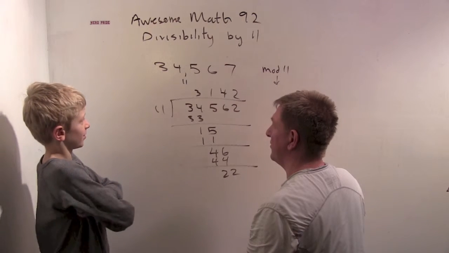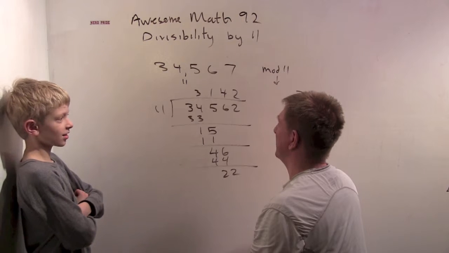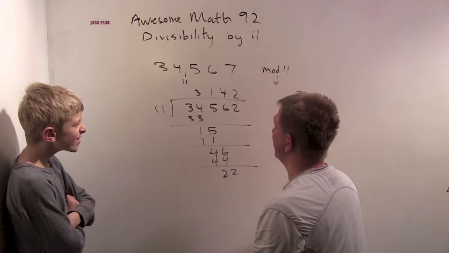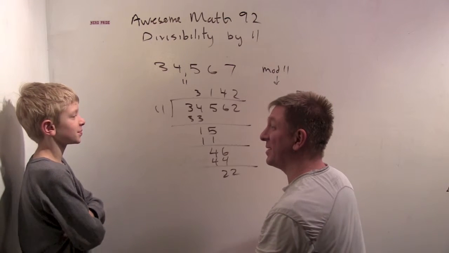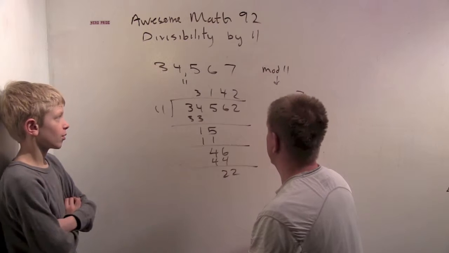Hey, what's 3, 1, 4, 2 remind you of? A little bit, maybe like pi. Kind of looks like 100 pi. Interesting. I don't think that we know a divisibility rule for pi.